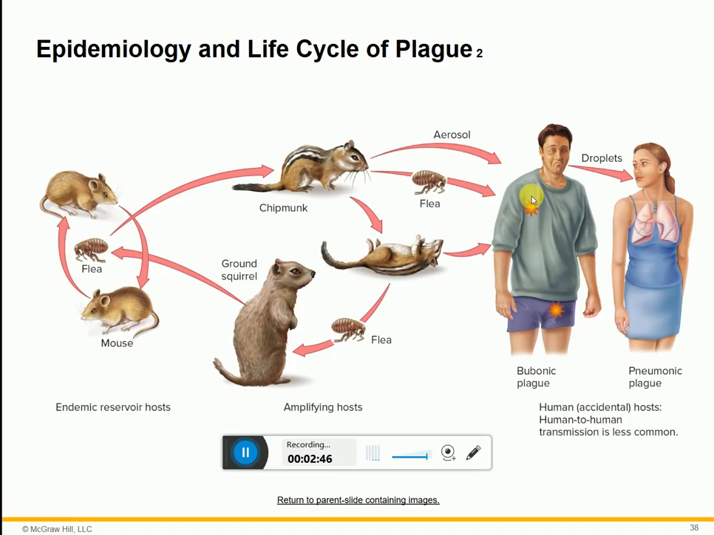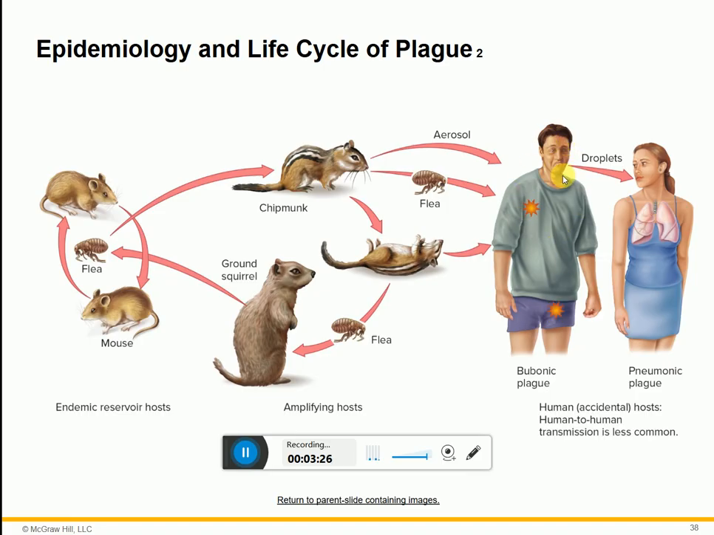When it's transmitted to humans through these flea bites, we'll see that the bacteria will be transported to the lymph nodes. Let's say the bite is in the upper limb, the affected lymph nodes will be the axillary, or if the bite was in the lower limb, the infected lymph nodes would be in the inguinal area. These lymph nodes will swell up, and they're painful and inflamed, and we call that the bubonic plague. So bubonic plague indicates the involvement and swelling of the lymph nodes.